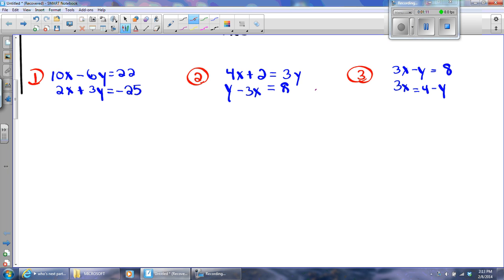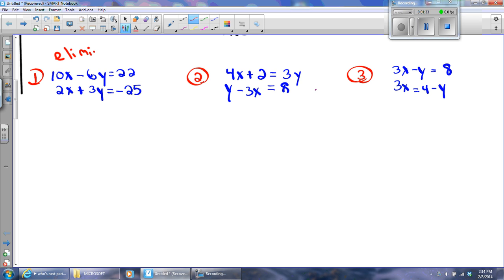So I'm looking at this first set of equations, and I notice that I've got a negative 6y and a positive 3y. Pretty easily, I could double the second equation and then add them together, use the elimination method, and my y's would cancel out. So I think I'm going to use elimination on this one.